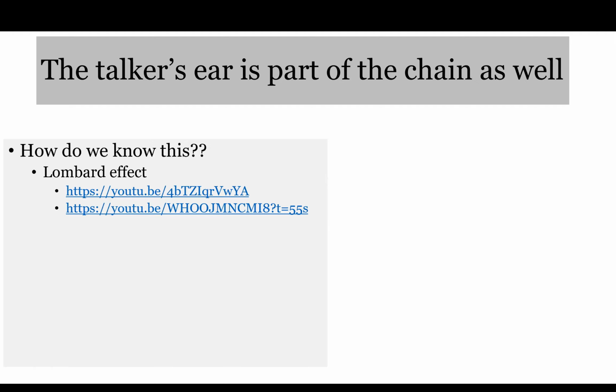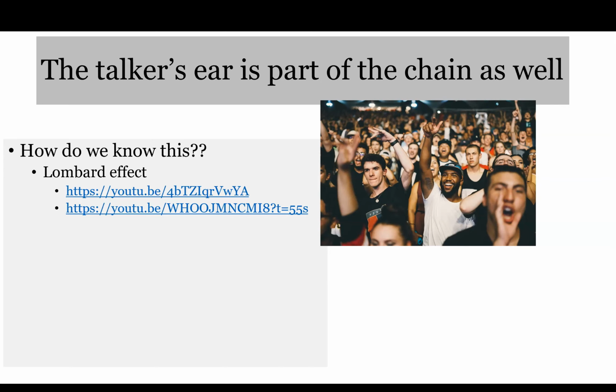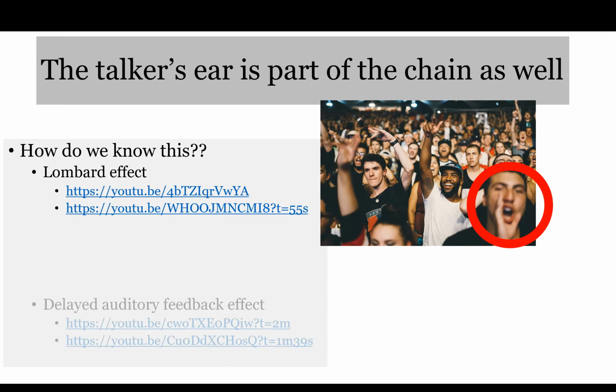So how do we know that the talker's ear is part of the chain? Well, one way is what we call the Lombard effect. So I invite you to look at these videos here. The short story is that if you're in a loud crowd, think about what this person is doing, making their voice louder. And what you're doing is not only helping the listener, but helping yourself monitor your own speech by speaking above the level of the background noise. So if you're in a louder place, you'll speak more loudly. That's one of the ways we know that how you're hearing impacts your own speech.